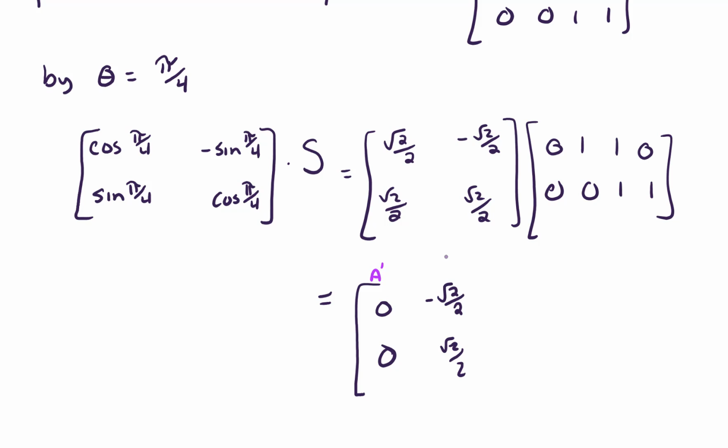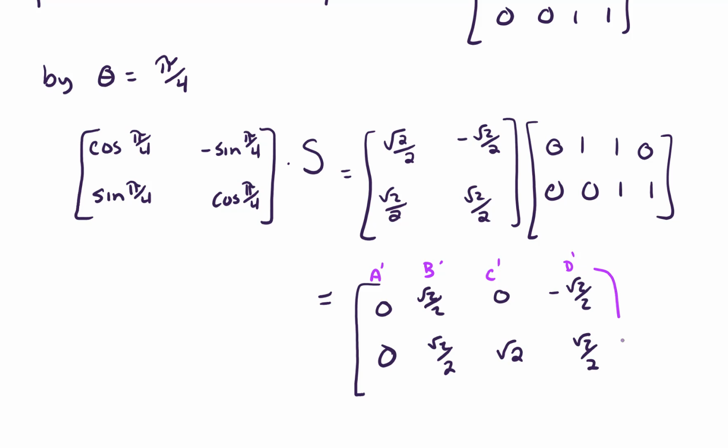Oh, I think I have my column switched. Sorry about that. Let's put the correct column here. This is root 2 over 2, root 2 over 2. That's our B prime. And for C, we get 0, root 2. And lastly, negative root 2 over 2, root 2 over 2. So those give us the vertices of the rotated unit square.